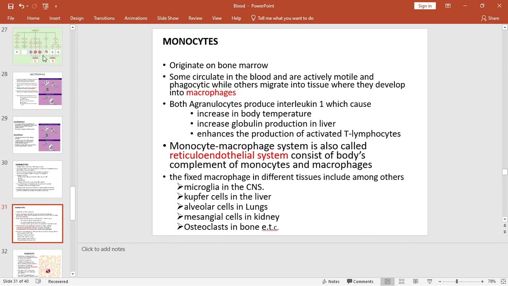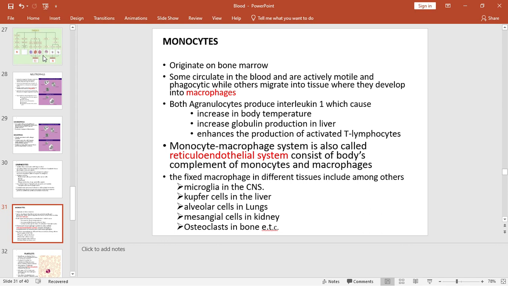Slide 31, we can quickly look at the monocytes. These also originate from the bone marrow. These circulate in blood and they're actively motile and they are phagocytic, just like the neutrophils. An important ability of the monocyte is that they are able to come out of the vascular compartment and go into the interstitium and become macrophages. You know what I mean?